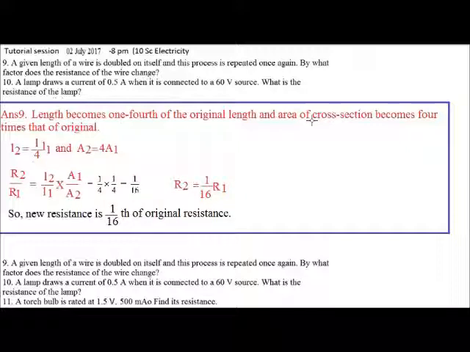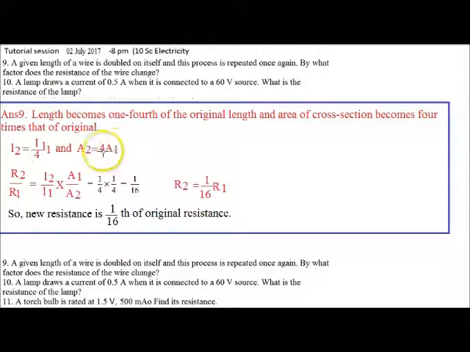So by what factor does the resistance of the wire change? As we understand, the resistance is R2 by R1. It is a ratio. So this is R2 by R1. So it is equal to L2 by L1 into A1 by A2. So this comes out to be 1/4 and then it is A1 by A2. So you have to take A2 is equal to 4A1, but if we take A1, A1 is equal to A2 by 4.